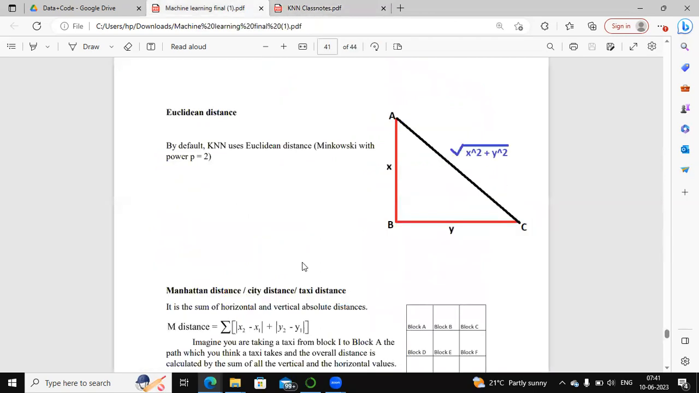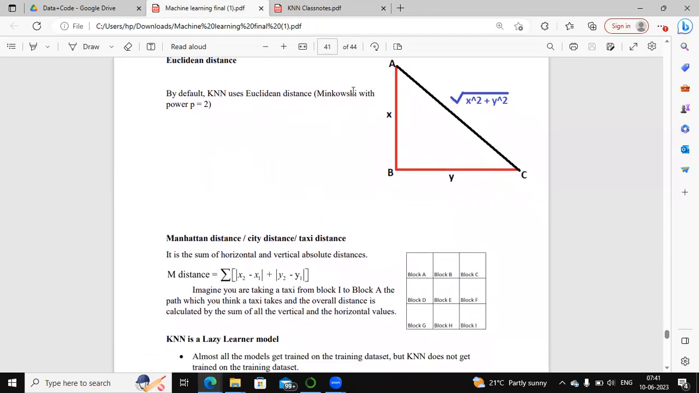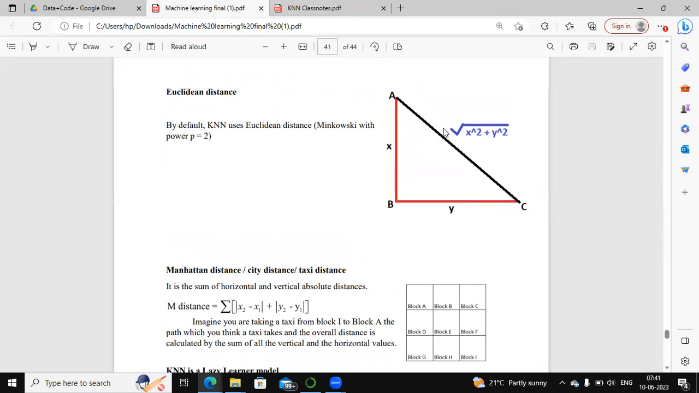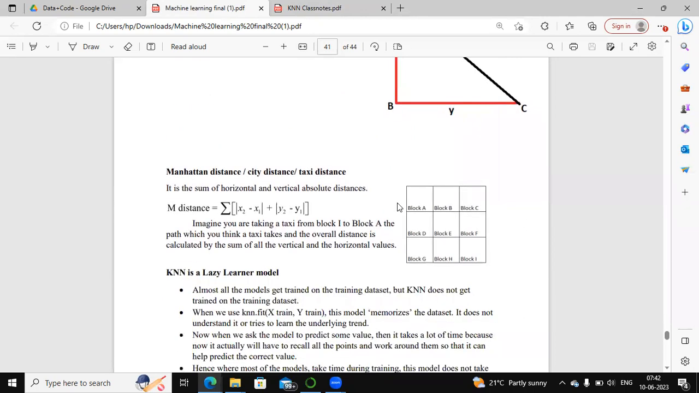So let me tell you Euclidean distance again. By default, a nearest neighbor uses Euclidean distance, which is Minkowski with power p equal to 2. You don't have to worry about this power p. Just understand KNN uses Euclidean distance. That is the distance between AC, the square root of AB square plus BC square. Okay, so Manhattan distance.